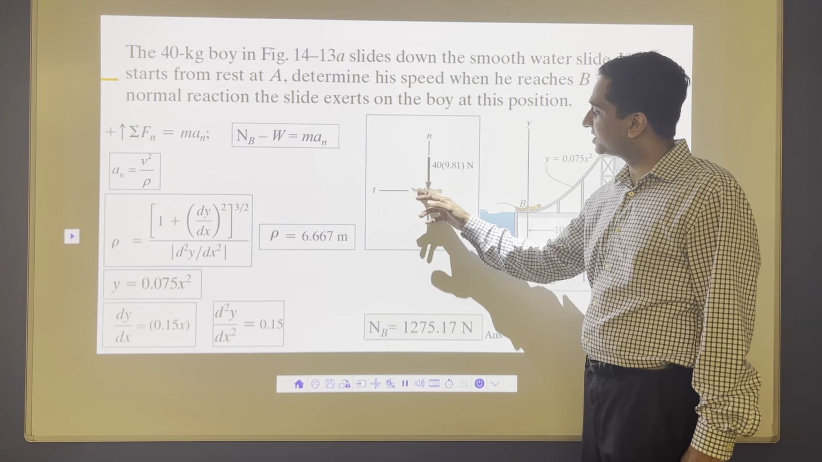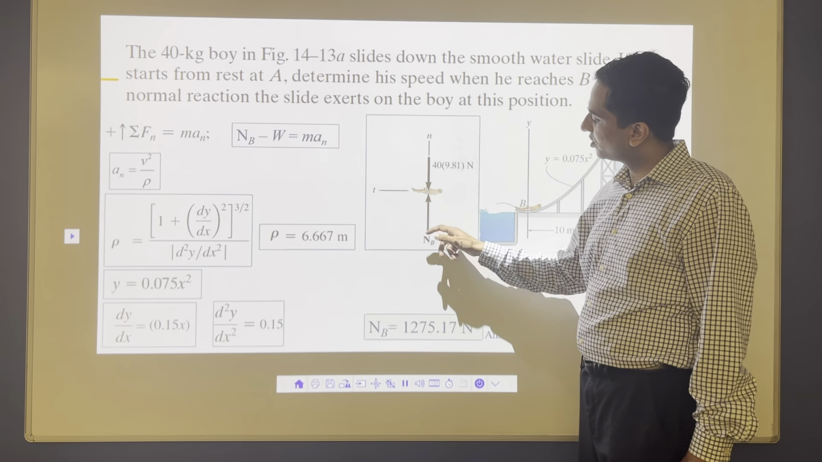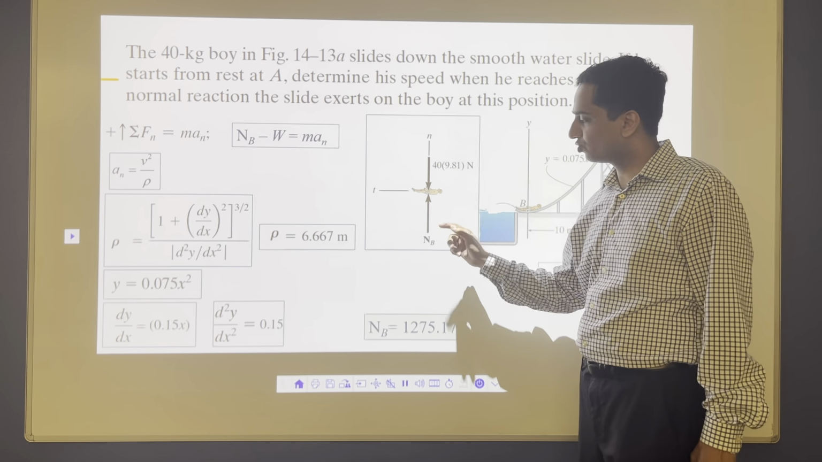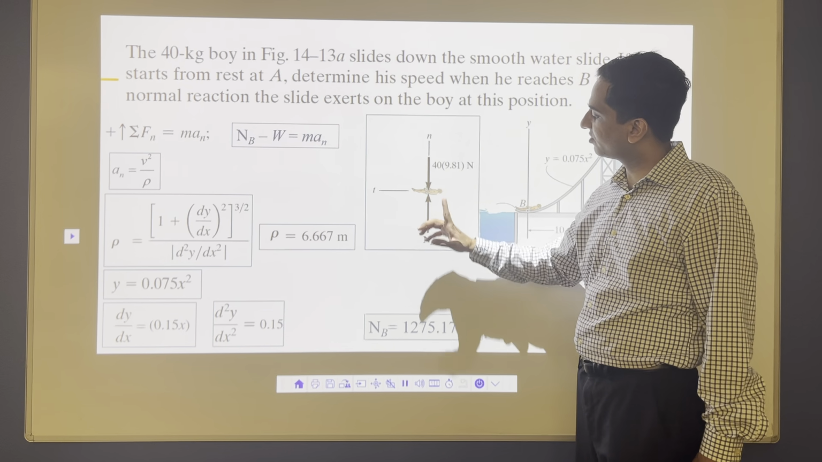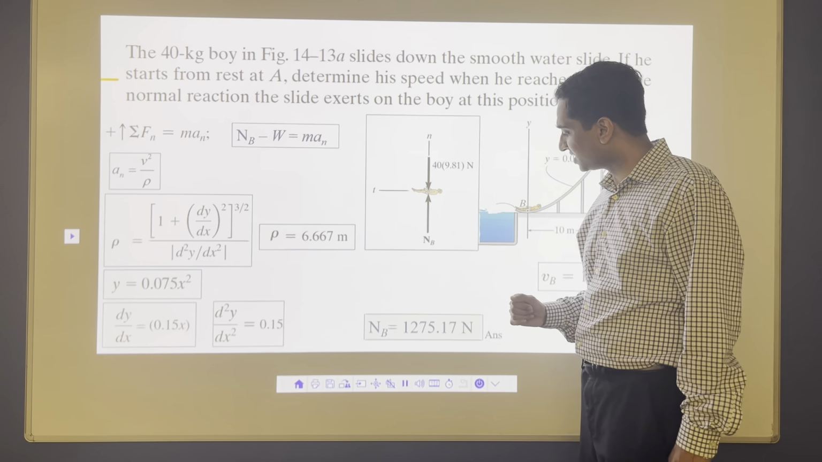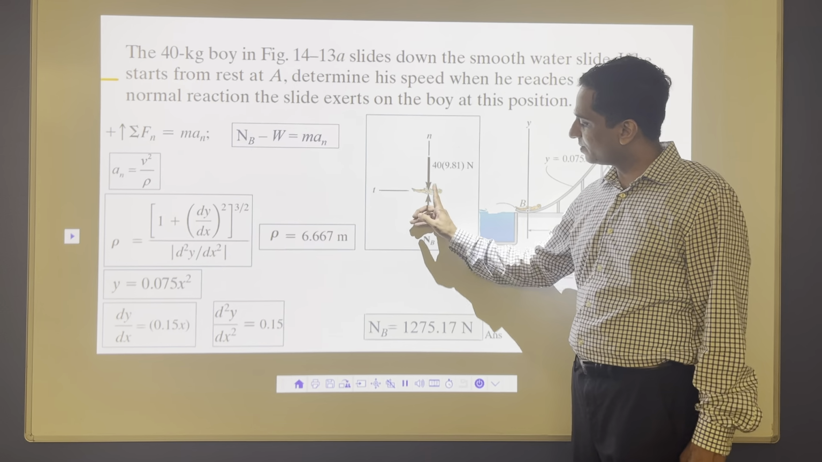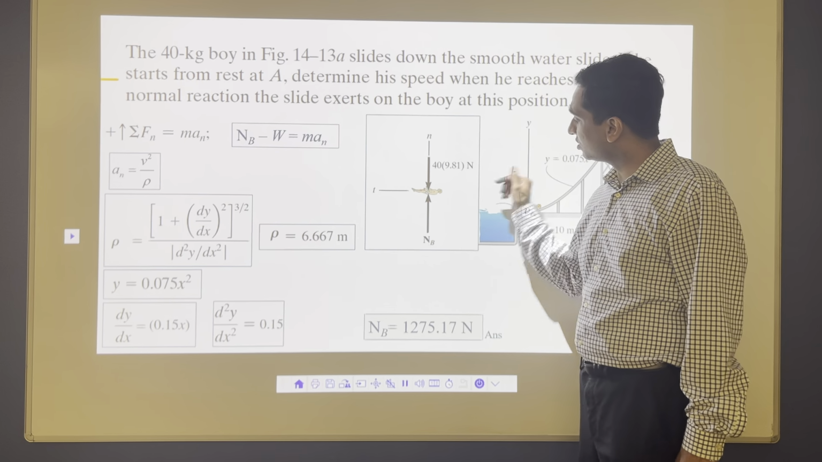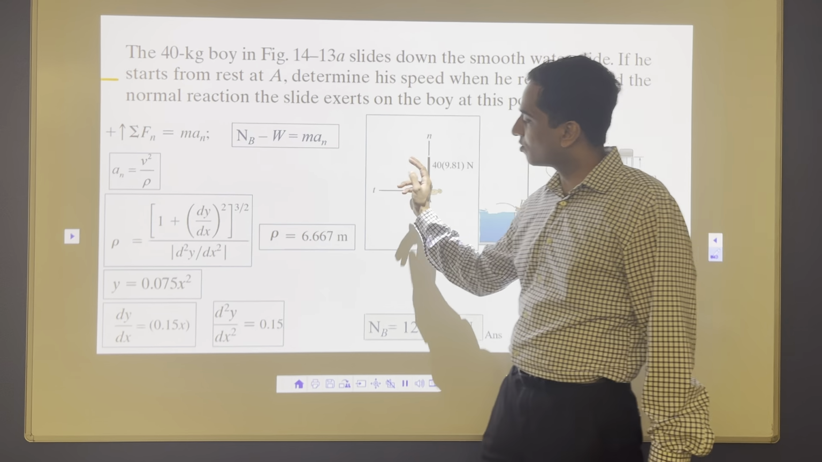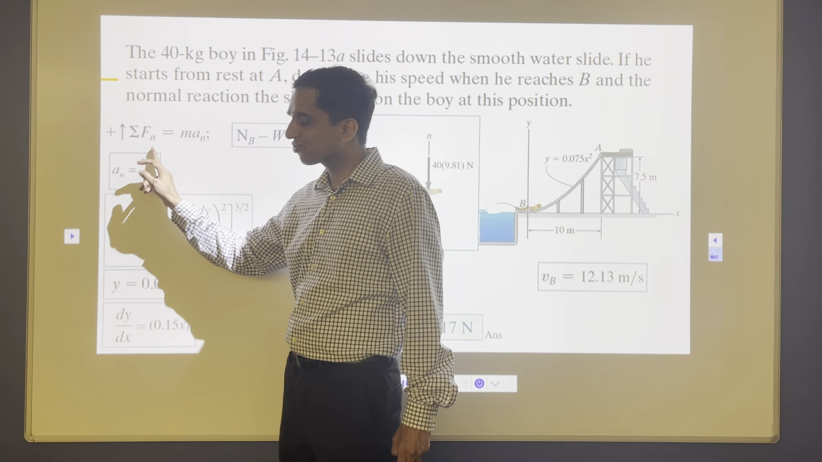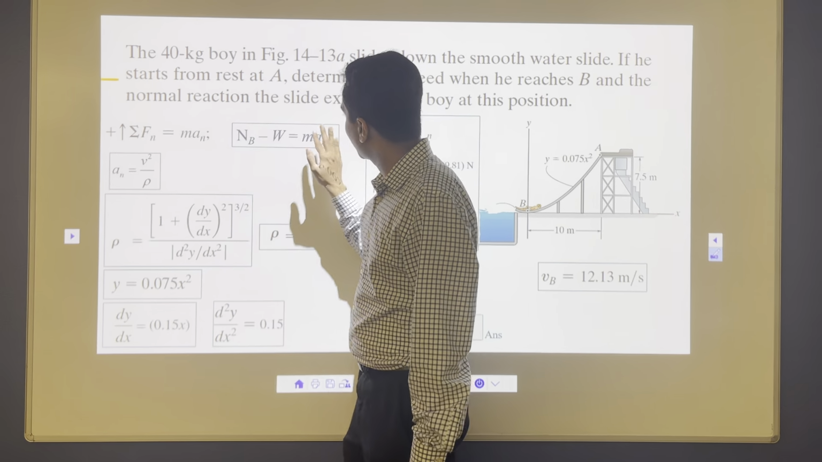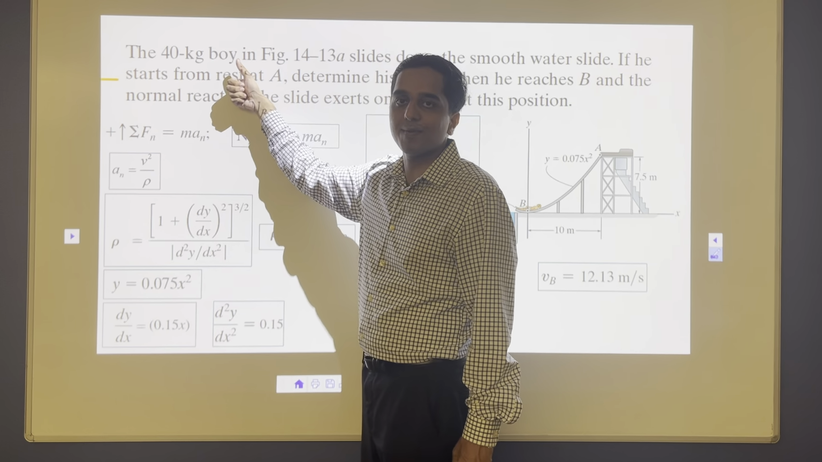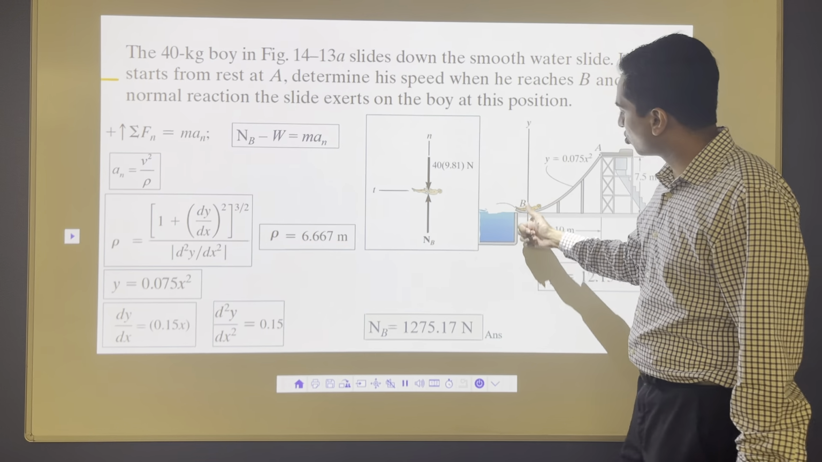Now let's imagine if he is just sleeping, the normal will be 400 times 9.8, let's say 400 times 10, 400 Newton. So N_B, if he is just sleeping, will be 400 Newton. But in this case, as he is moving with speed, the N_B is almost 3 times higher, that's 1275 Newton. The more the speed, the more will be the N_B. With v squared, a_n will be higher and higher. As a_n goes up, to balance the equation, N_B has to go up. So this N_B will go higher and higher.